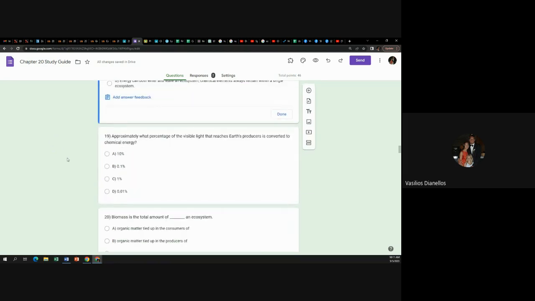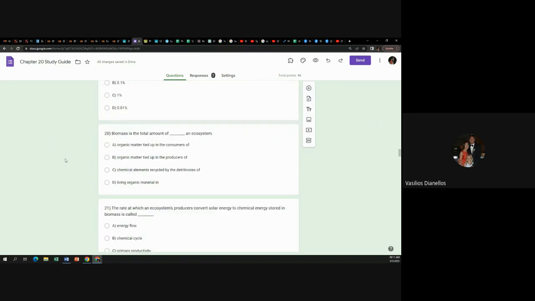Approximately what percentage of the visible light that reaches Earth's producers is converted to chemical energy? You know what? I'm not going to discuss that one because admittedly that is a little bit tricky. I said 1% of the light that hits us is actually converted, but then you have to think about the difference between what hits us versus what is actually converted. So I don't think I'm going to ask that one.